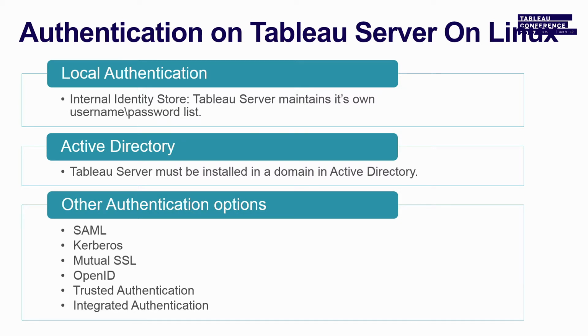Before we go into how to enable RunAs and Kerberos SSO, let's take a quick brief on what all we support for authentication on Tableau Server on Linux. We support local authentication on Linux. What that means is that Linux Tableau Server will maintain an internal identity store where it keeps its list of usernames and passwords that it can validate against. Linux server also has support for Active Directory, and it supports a bunch of other authentication options, including SAML, Kerberos, SSL, OpenID, integrated auth, etc.